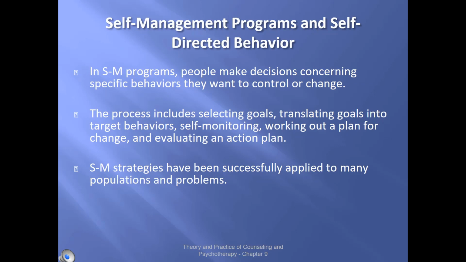Self-management programs and self-directed behavior. In SM programs, people make decisions concerning specific behaviors they want to control or change. The process includes selecting goals, translating goals into target behaviors, self-monitoring, working out a plan for change, and evaluating an action plan. SM strategies have been successfully applied to many populations and problems.